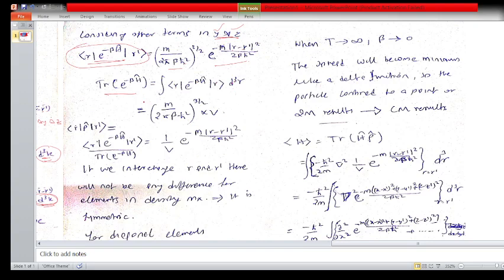So if you take this expression, then what will we get? If you take the integration, then we will get (m/2πβħ²) raised to 3/2, this term as such, and then this term you have to integrate. When you integrate this term, that will give you this V, that particular volume. So you can directly take this quantity, the integral of d³r, that is nothing but your volume V.